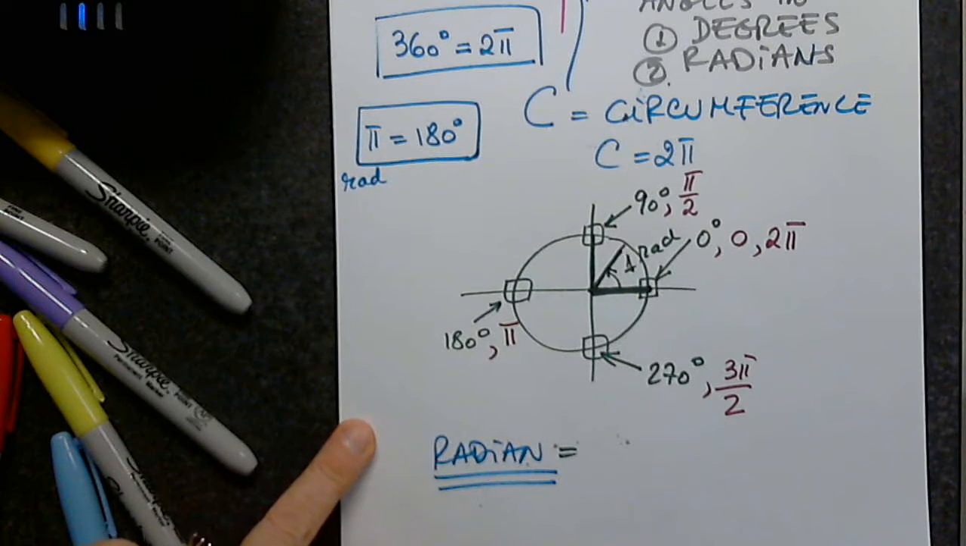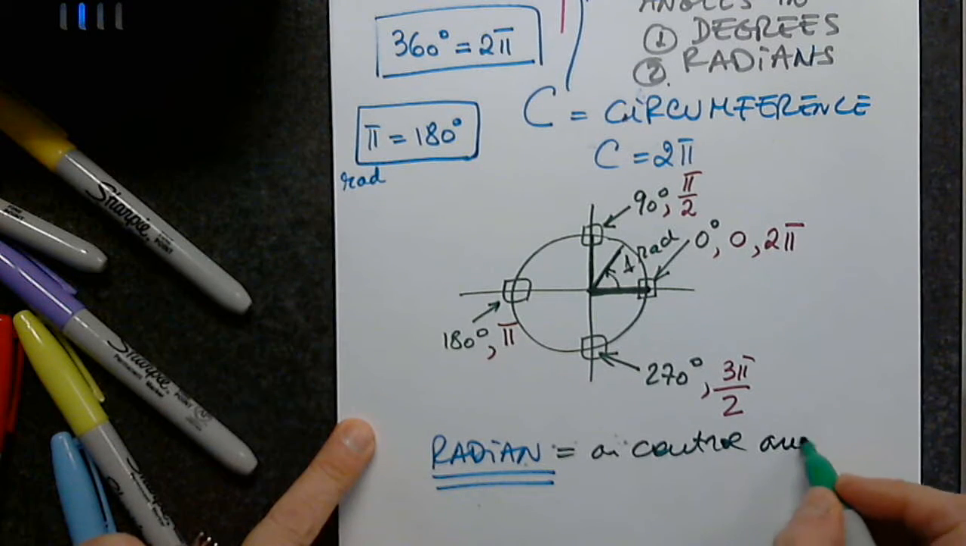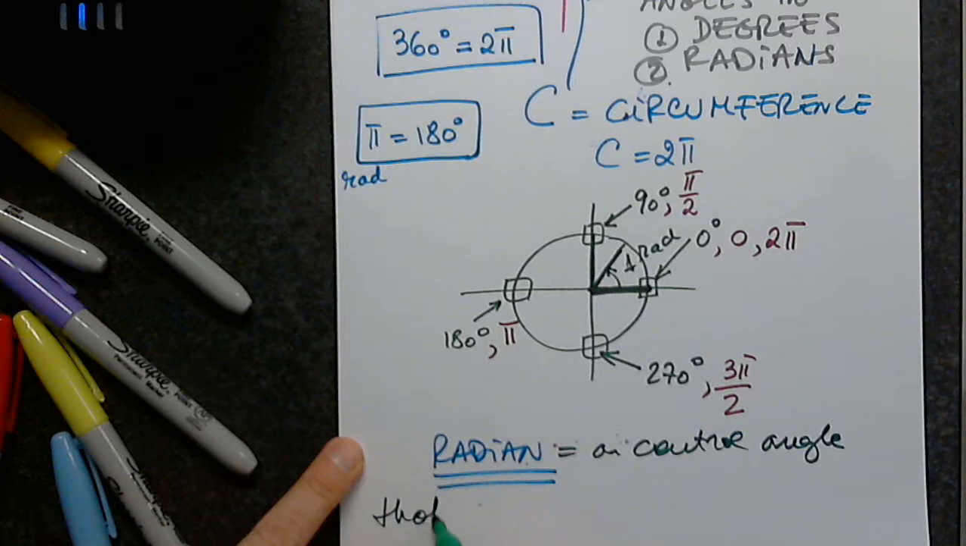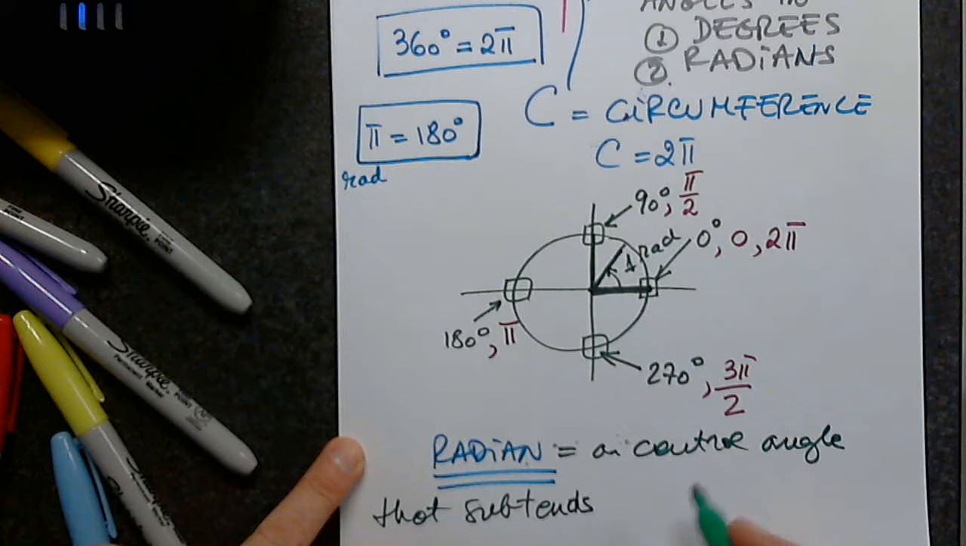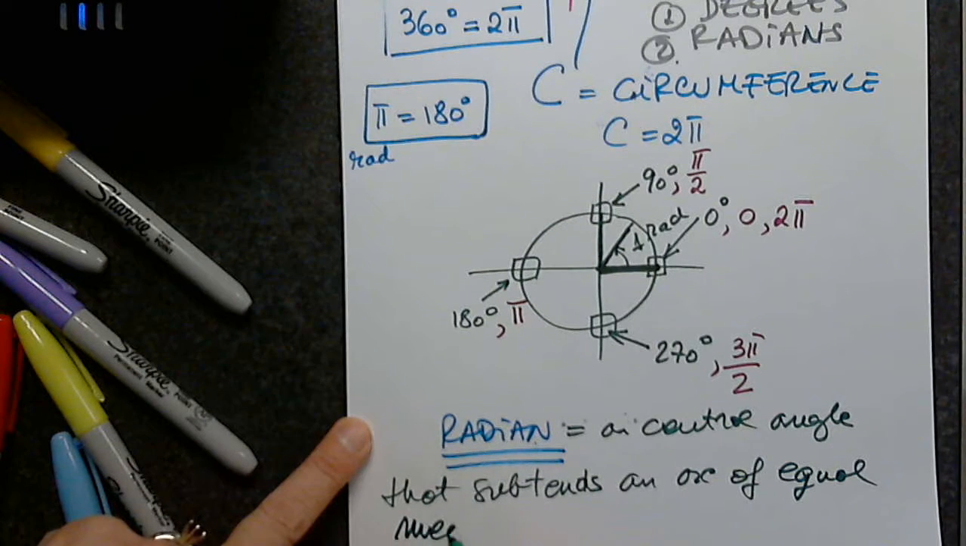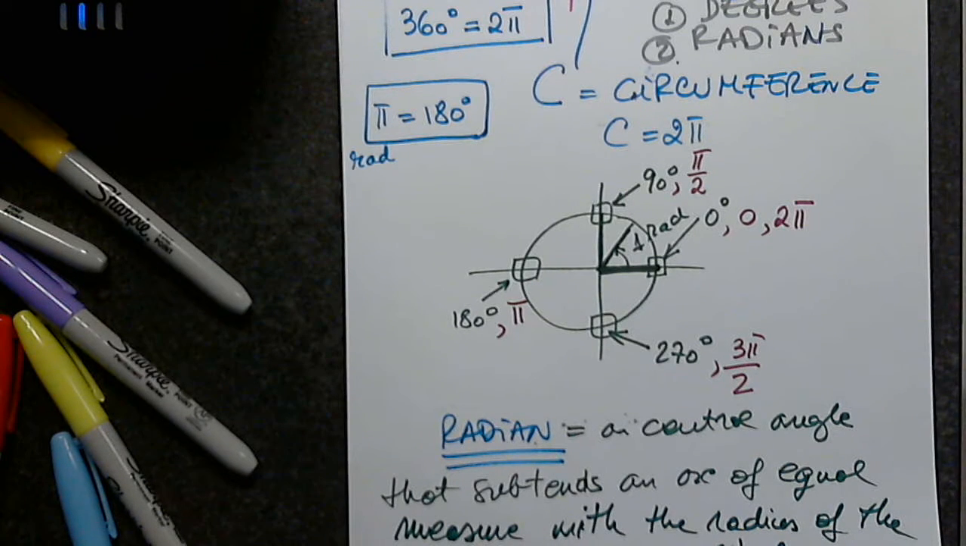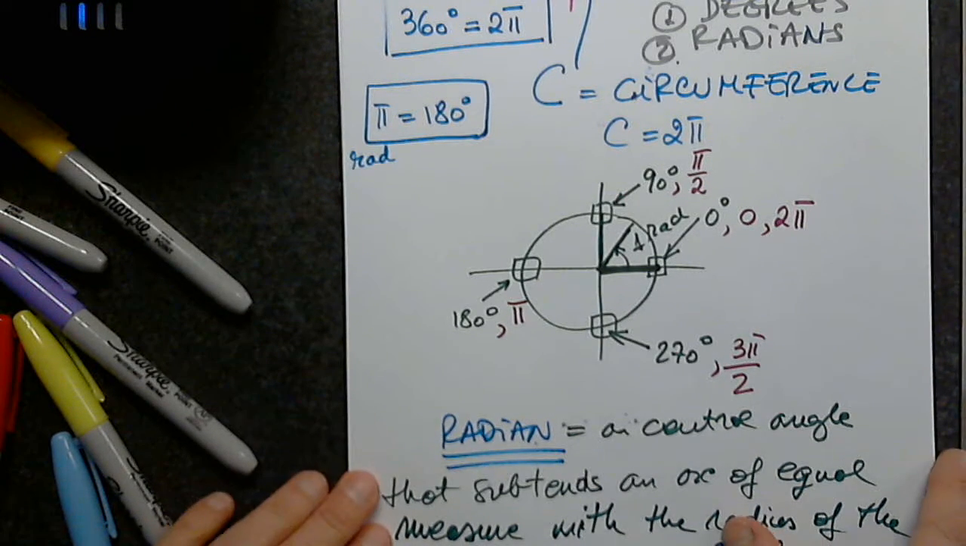So again, a radian is a central angle that subtends an arc of equal measure with the radius of the circle. That's what a radian is.